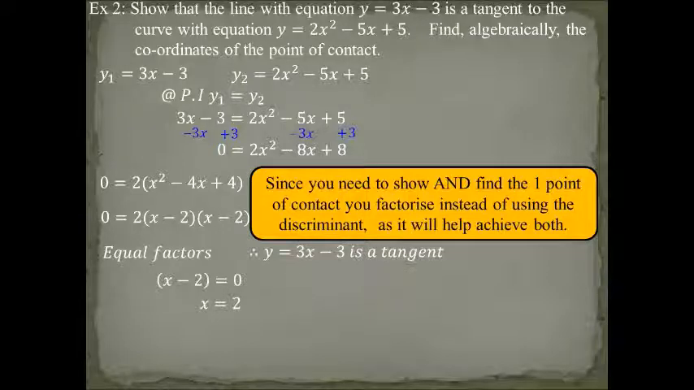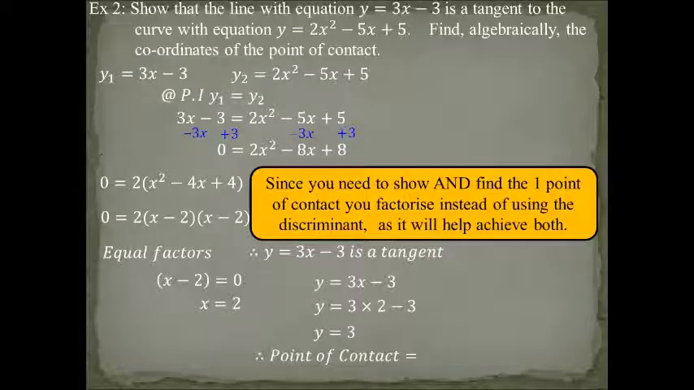We can then sub that into either of our two original equations to find the y-coordinate. Now, at this point, you're free to pick whichever one, but my advice to you would be take the straight line, as that equation is much more straightforward. So sub it in, do the number crunching, and you'll get a y-coordinate 3. Therefore, we can write the statement, therefore point of contact is 2, 3. And since it was a tangent, there is only one point of contact.